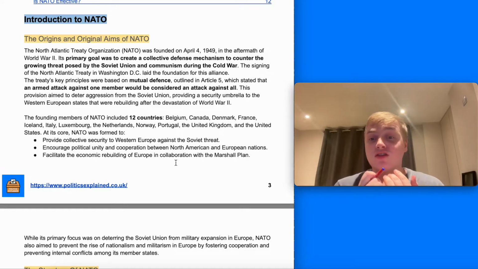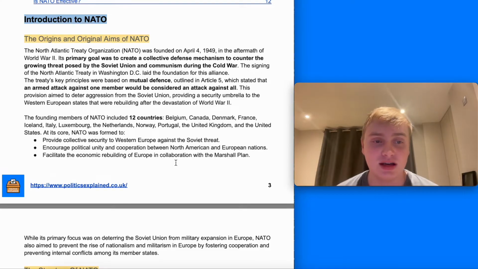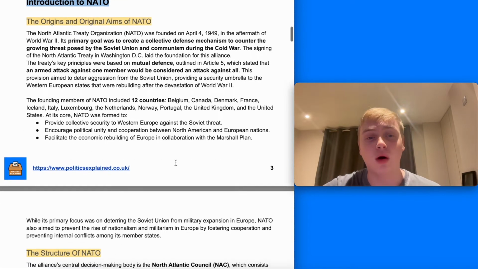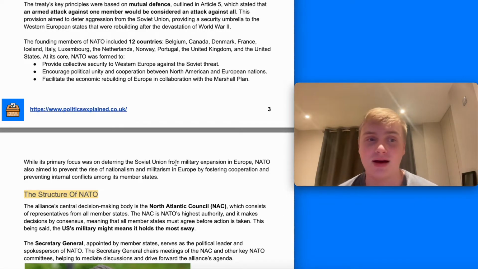And that was really aimed to deter the Soviet Union from attacking any of the member states in Western Europe in particular. So founding members included 12 countries: Belgium, Canada, Denmark, France, Iceland, Italy, Luxembourg, the Netherlands, Norway, Portugal, the United Kingdom and the United States.